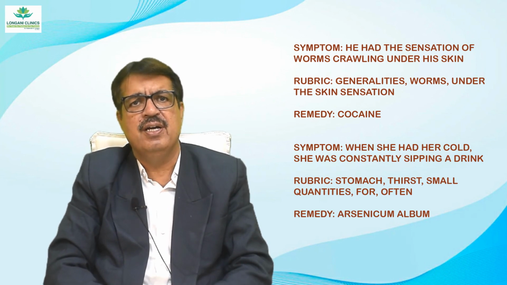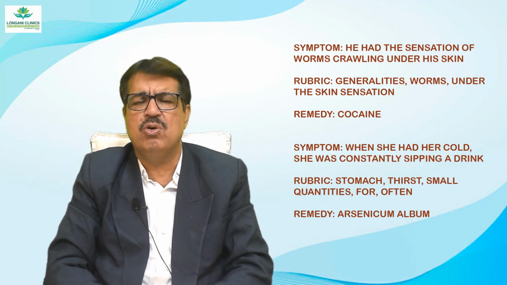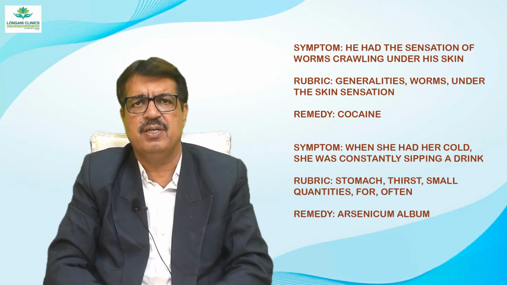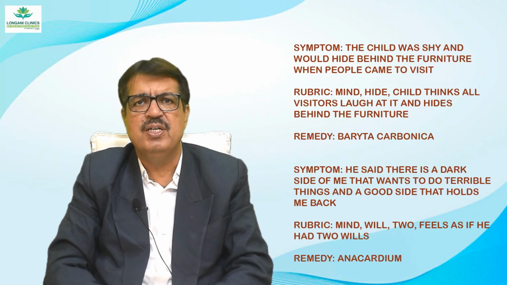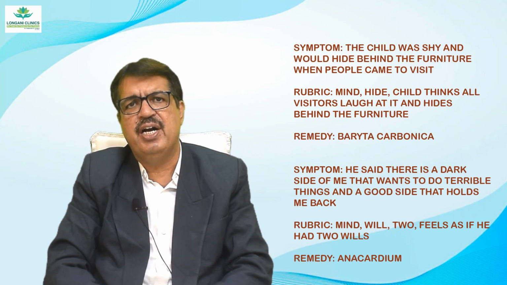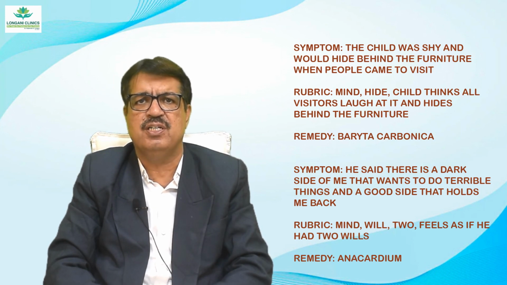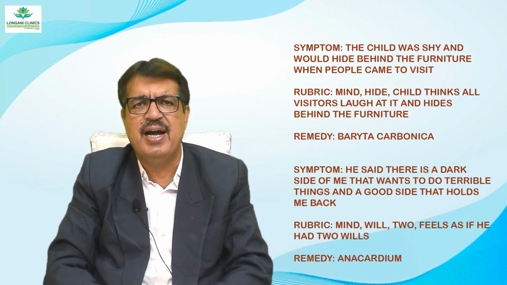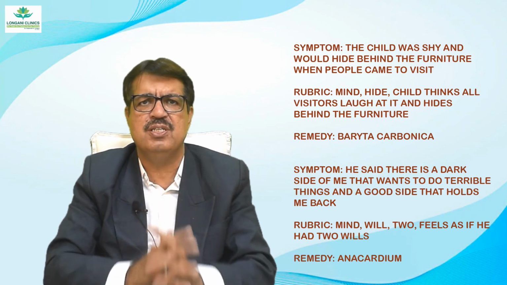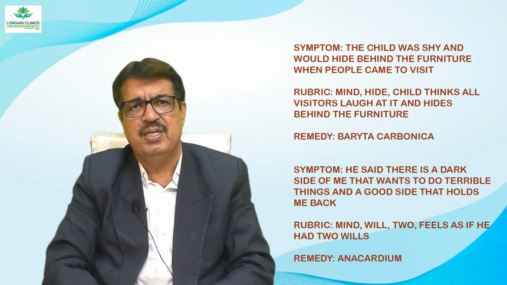When she had a cold, she was constantly sipping a drink. Rubric: stomach, thirst, small quantities, often. The remedy is arsenicum. The next symptom. The child was shy and would hide behind the furniture when people came to visit. Rubric: mind, hide, child thinks all visitors laugh at it and hides behind the furniture. The remedy is Baryta carbonica. Next symptom.